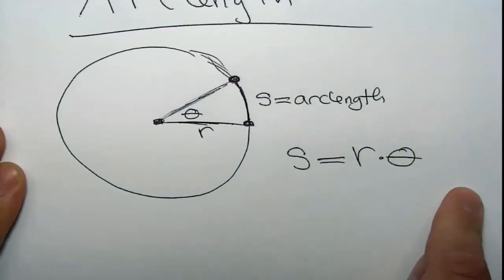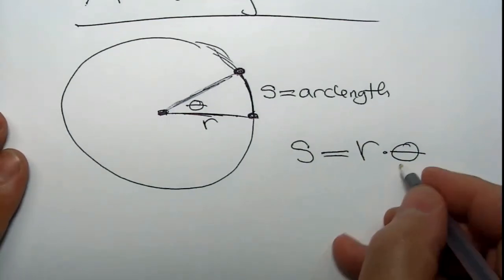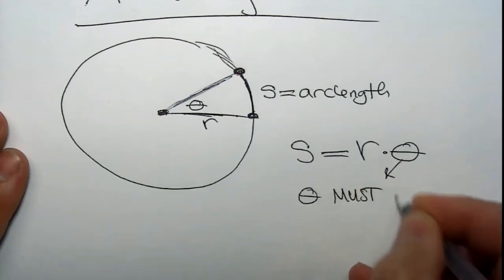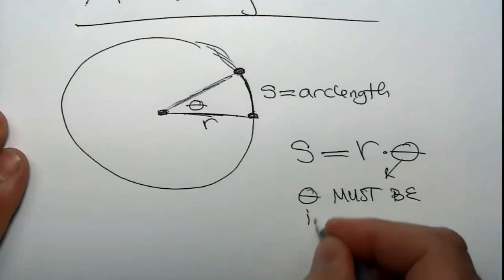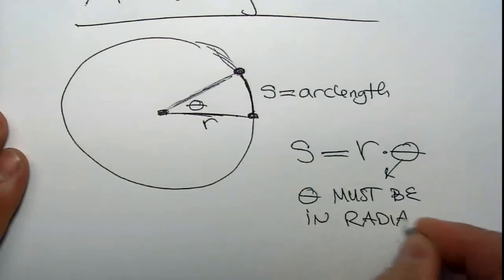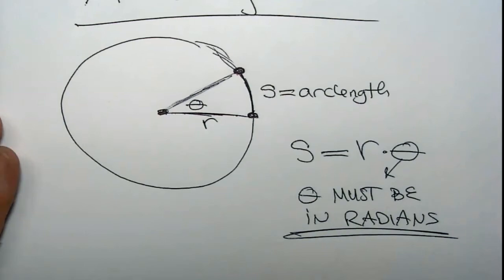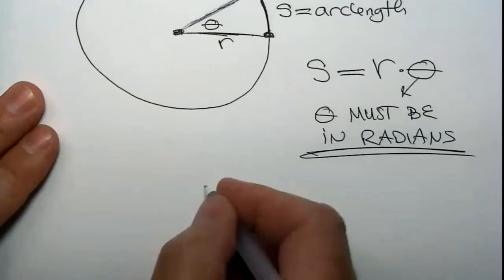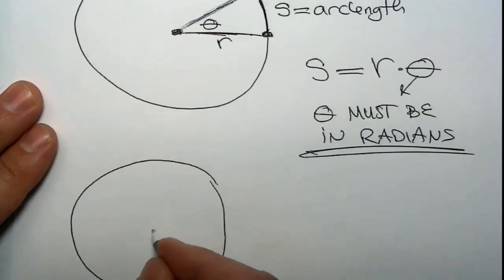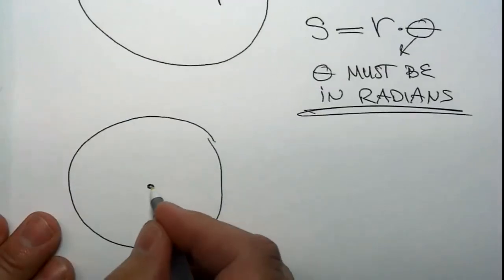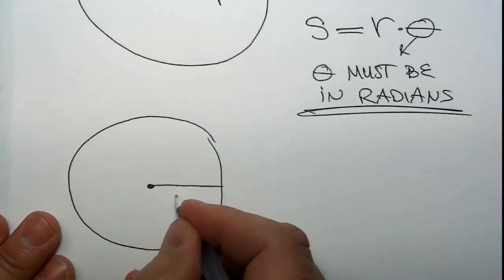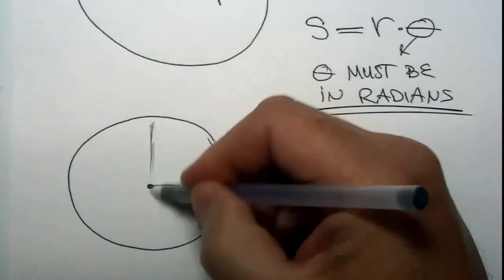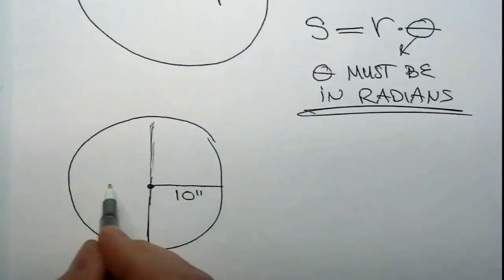See how easy that formula is? But there's one very important sticking point, and that is theta must be in radians. Theta must be in radians. So, let's calculate an arc length. Let's use something familiar to us. Let's use a pizza. So we're going to take a 10-inch pizza, and we're going to slice it up into 8 slices.